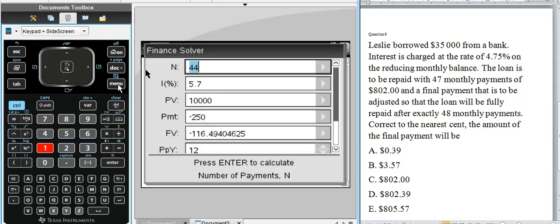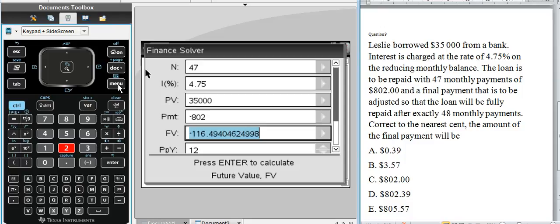So we're going to use the finance solver to figure this one out. We'll start with n, the number of payments. We're going to do 47 because at the moment there are 47 equal monthly payments being made. Interest rate, on a per annum basis, is 4.75. Present value of the loan, it's a loan so it's positive, $35,000. The monthly payment, we're told, is $802. It's going to be negative because that money is coming out of our pockets.